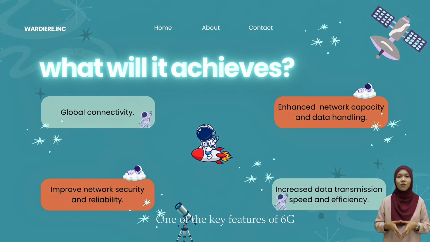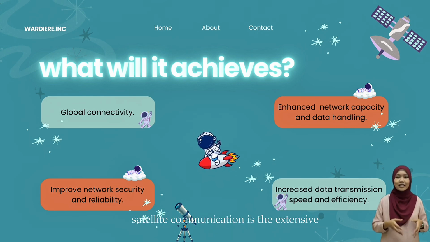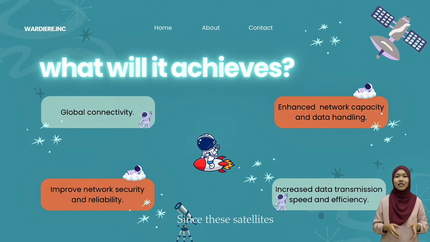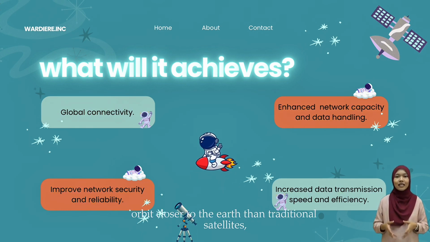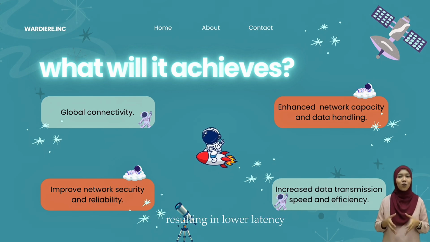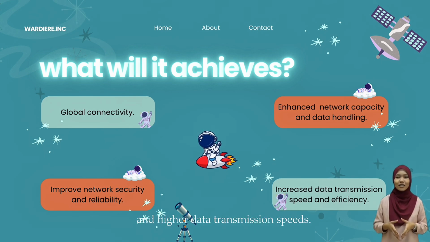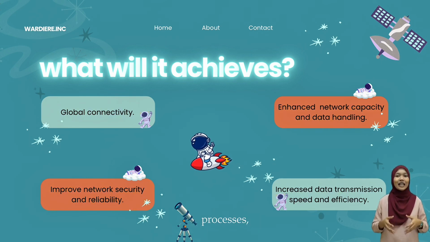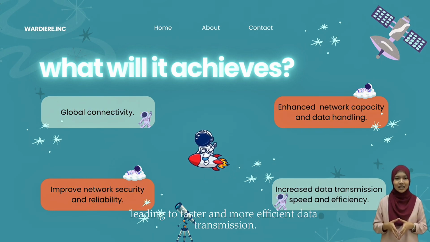Next, it can improve network security and reliability. One of the key features of 6G satellite communication is the extensive use of low Earth orbit satellites. Since these satellites orbit closer to the Earth than traditional satellites, signals can travel shorter distances, resulting in lower latency and higher data transmission speeds. This can improve network architecture and communication processes, leading to faster and more efficient data transmission.